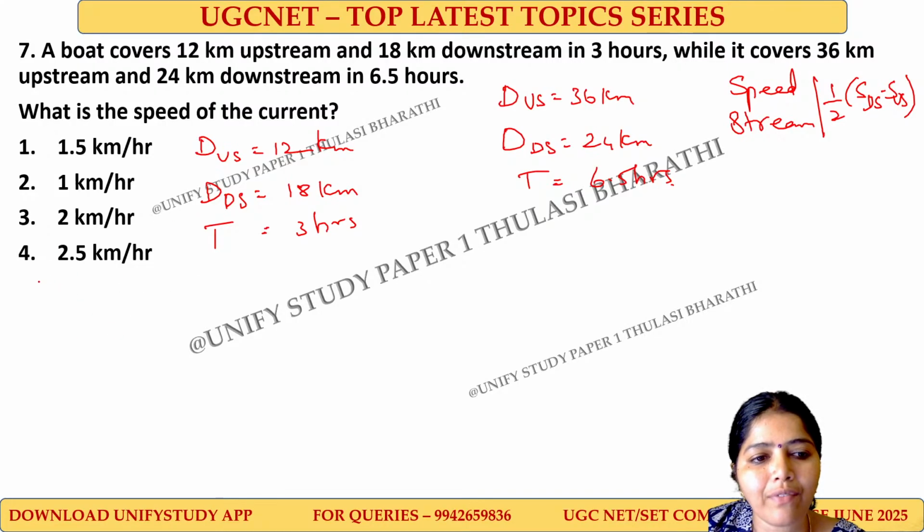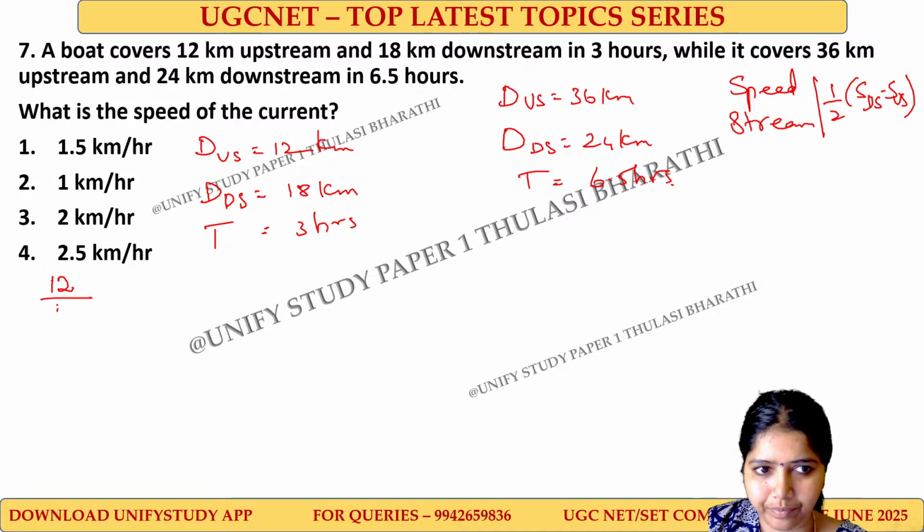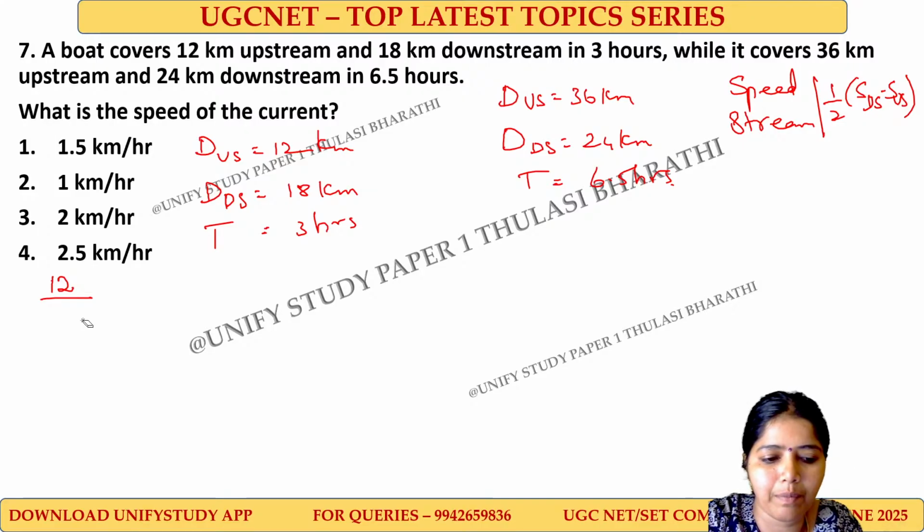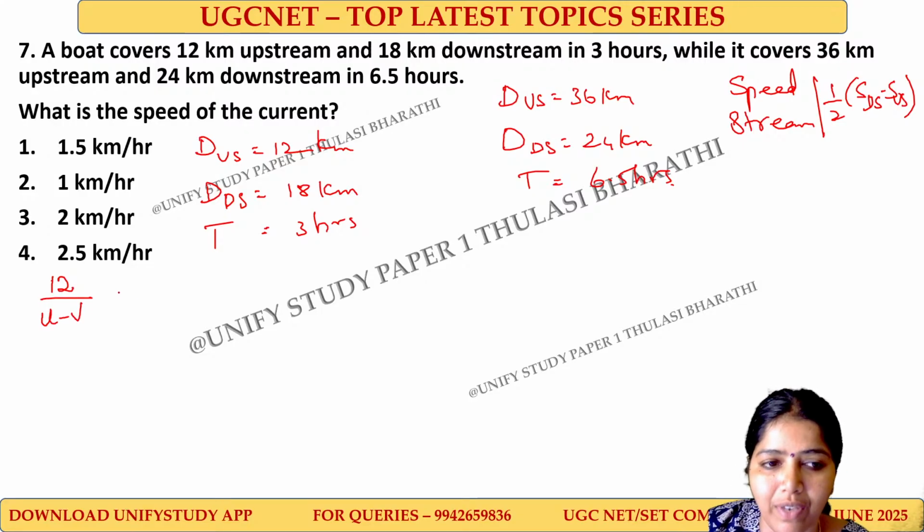So here we have the case one with upstream is 12 kilometer divided by speed of the upstream, right? I'll give you another method now. You can also try to solve this one. The other method is using u plus v, u minus v. What is upstream? Upstream is nothing but u minus v, right? This method also you can follow. That's why I am giving this.